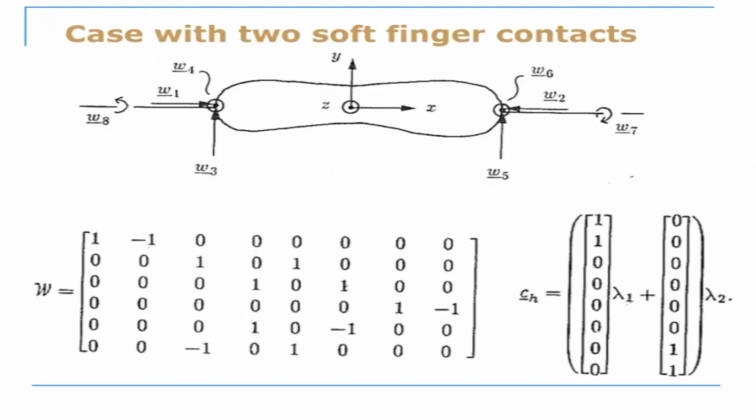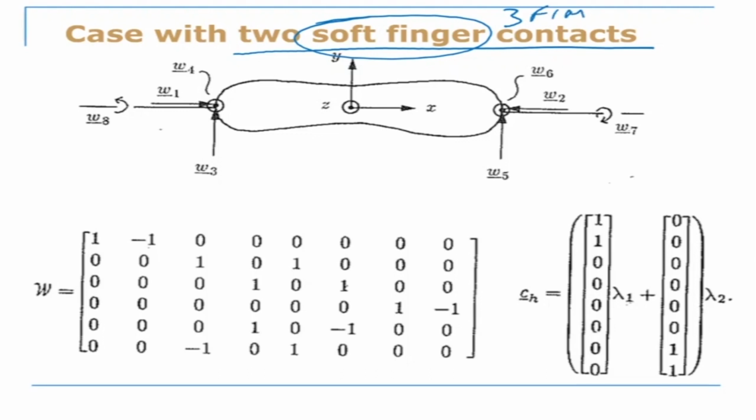Now this was another example where we are having two soft finger contacts. Soft finger contact would mean that there are 3 forces and 1 moment. So there are 4 on this side and 4 on that side. So there is 4 here. Now there is 4 plus 4, and this is W8. Okay, so this matrix is 6 by 8 matrix. This is also non-square.